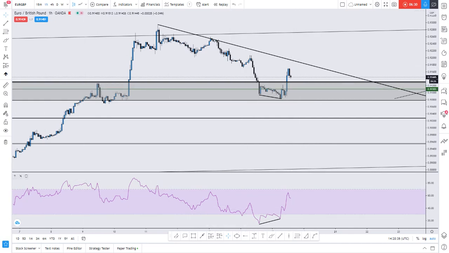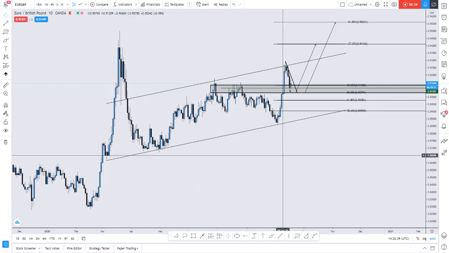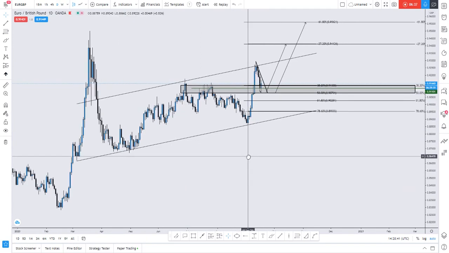So my bias on EUR is a buy, price movement to the upside. That would be my bias on EUR.